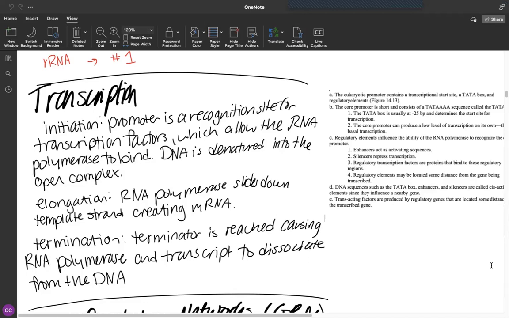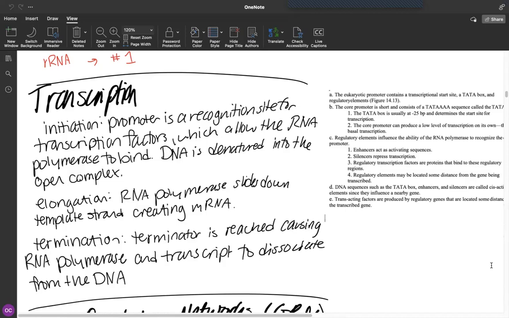So then it can transcribe mRNA. And when this happens, DNA is denatured into the open complex. So we have an open reading frame. Then RNA polymerase slides down the template strand, creating mRNA during elongation. So it is just matching up the nucleotides, the base pairs, making sure to substitute uracil for thymine when it matches the nucleotides to the template strand.